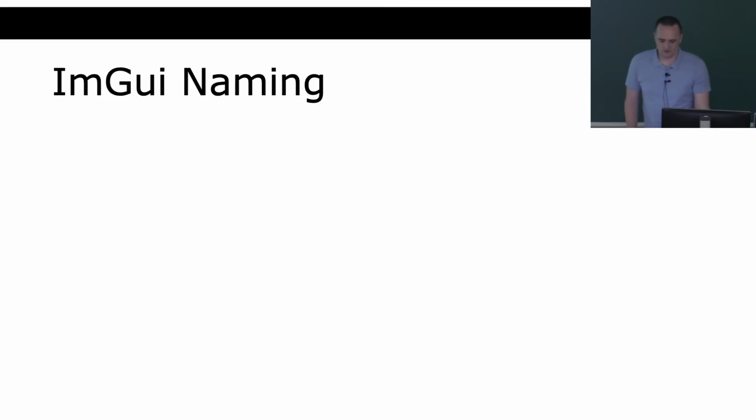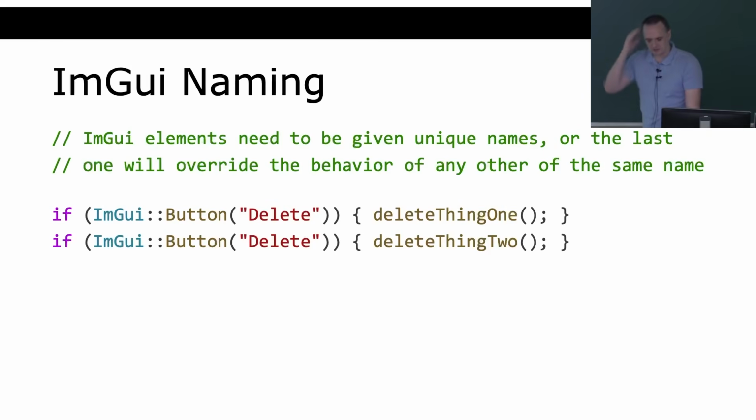One really important thing that will become much more important later on when you do the project, or assignment 4 possibly, is ImGui naming. Let's say, for example, I wanted to have a list of textures, or a list of sprites, or a list of entities, or something like that. And I wanted to have a button next to all of them that just says delete, right? If I do that, well, that's pretty easy to do. If ImGui button delete, delete thing 1. If ImGui button delete, delete thing 2. You could all write that, that's no problem.